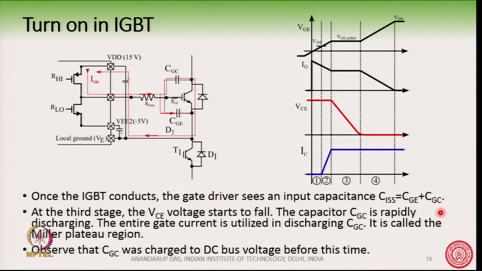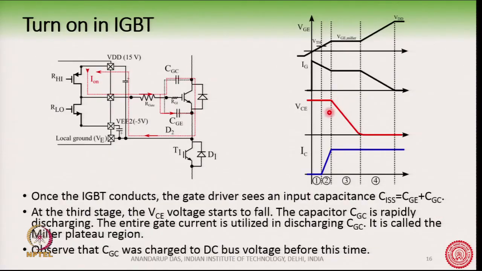Now, comes a very important stage, and this is the stage called the third stage, which is the stage at which the VCE voltage will start to fall, okay. Now, the current has reached this limit, okay, and the VCE voltage has started to fall. Now, at this condition you see that this capacitor is basically discharging during this. Now, how or why is this capacitor discharging?